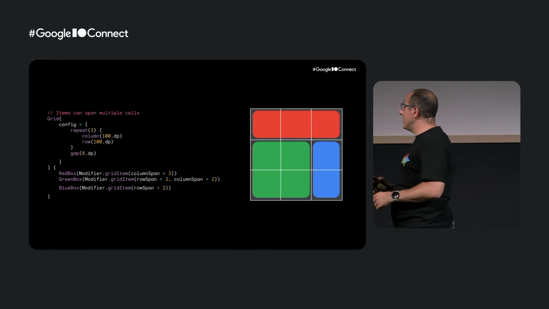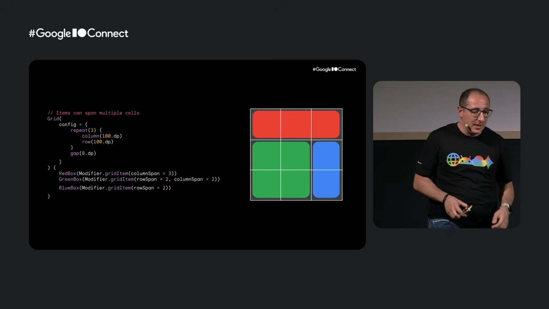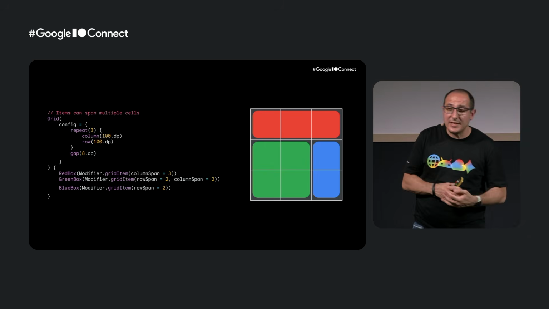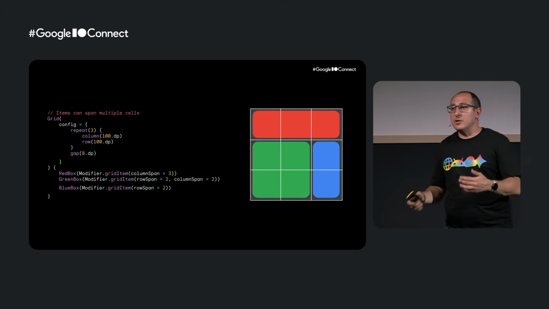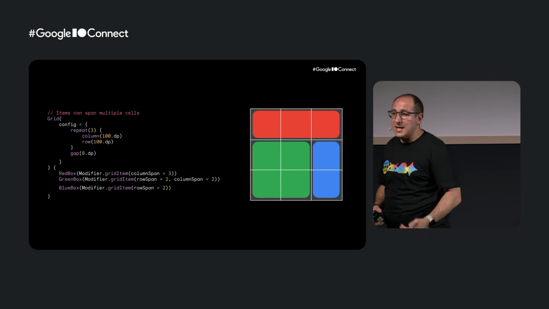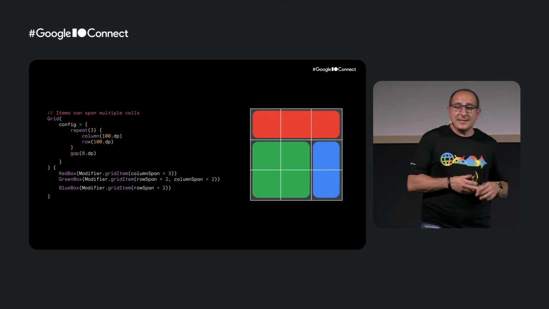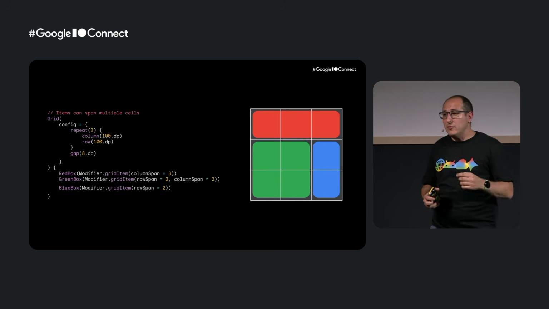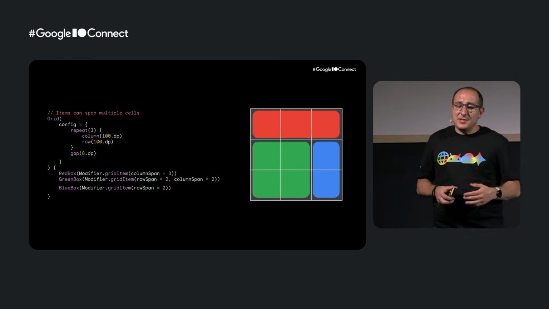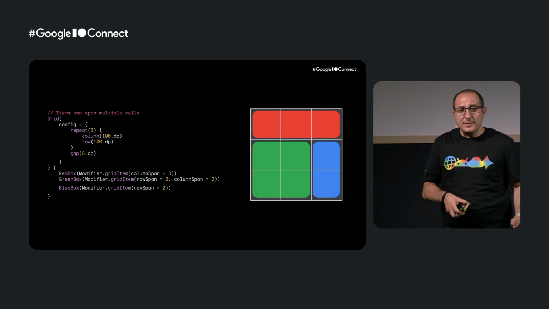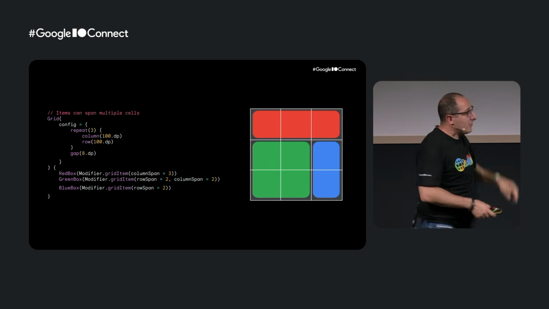Now, we mentioned that items can span across multiple cells. How do we do that? Well, we have a grid item modifier that is scoped to the grid composable, so you can only use it inside a grid invocation. The grid item has sensible defaults, and you can override only what you need. In this case, we see the red box that takes up 3 columns, with a column span of 3.